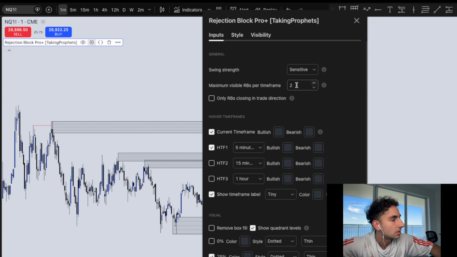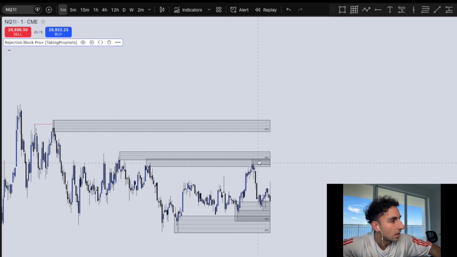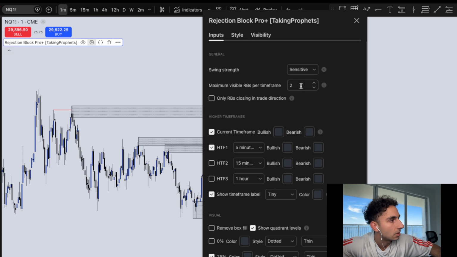Maximum visible RBs. This is pretty self-explanatory. This rejection block time frame shows rejection blocks from every time frame. So this setting right here just determines how many from each time frame you want to see. If you want to see 2 from each time frame, or 1 from each time frame, this is essentially just to keep your chart a little more organized and clean.